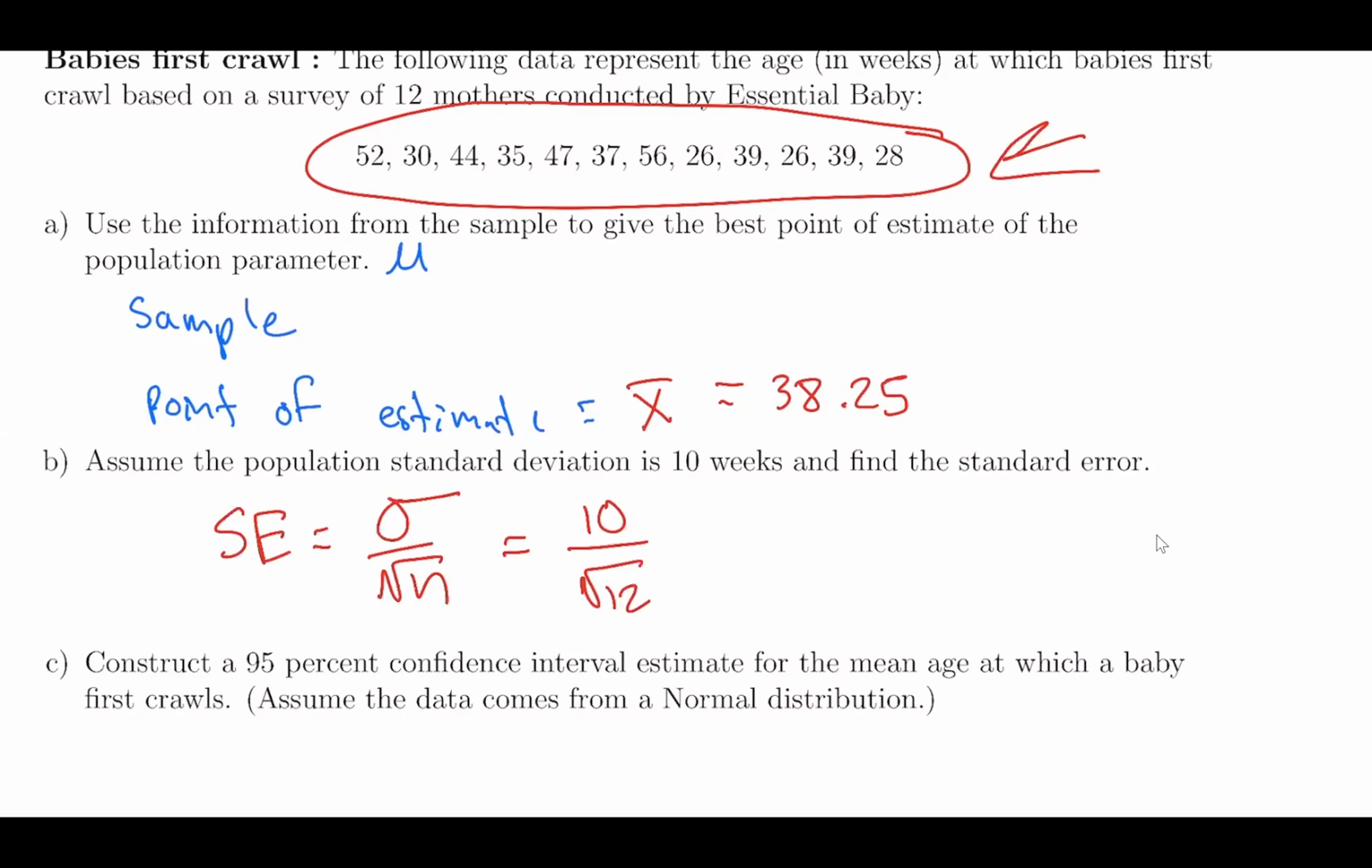So I'm going to do 10 divided by square root of 12, and you get 2.89. And that's it for part B. Any questions in regard to part B? All right, so let's do part C.